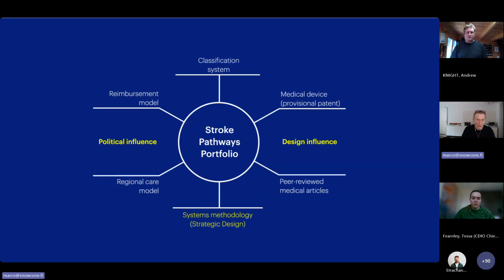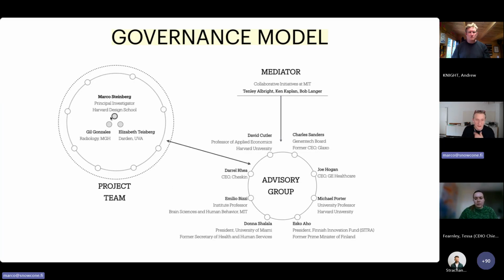All right, so I'm going to do one thing here. We developed, in a way, a portfolio way of working, right? This helped us build a methodology: how do you do this kind of systems work? It helped us generate political influence. If I go back, I just want to show a little bit here.